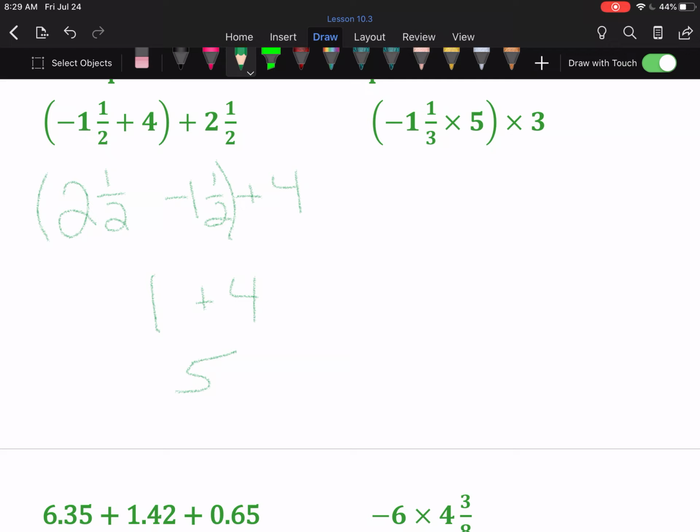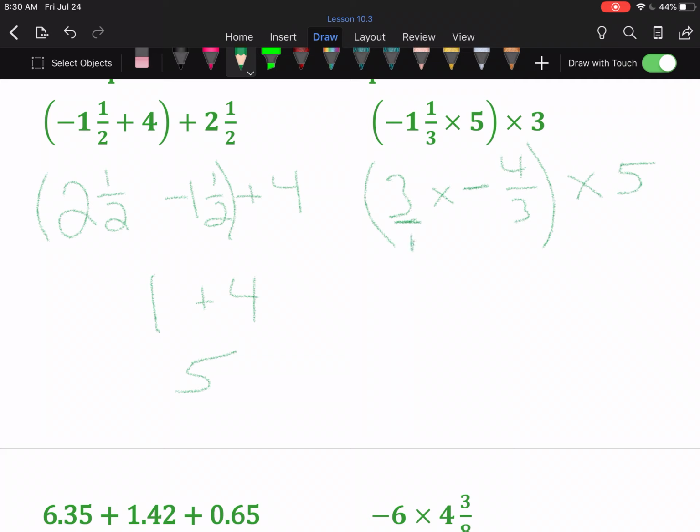This next problem features all multiplication. So we are going to have to change that -1 1/3 into -4/3 to do our multiplying, because you can't multiply with a mixed number. Remember, you must make it improper. 3 times 1 is 3, plus 1 is my 4. The negative sign sticks with it. Because that denominator is 3, I'm going to drag the 3 from the end to the beginning and leave the parentheses where they were.